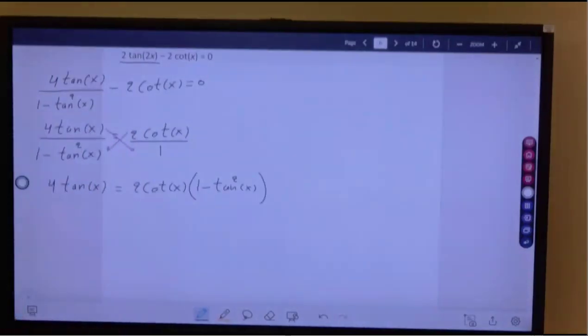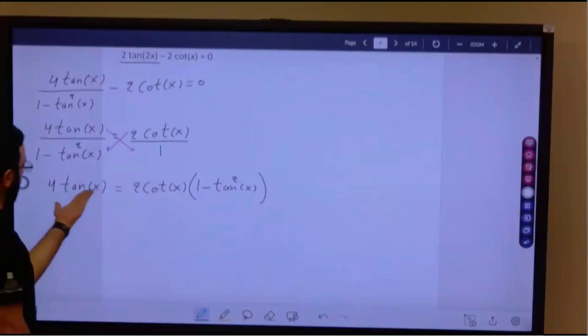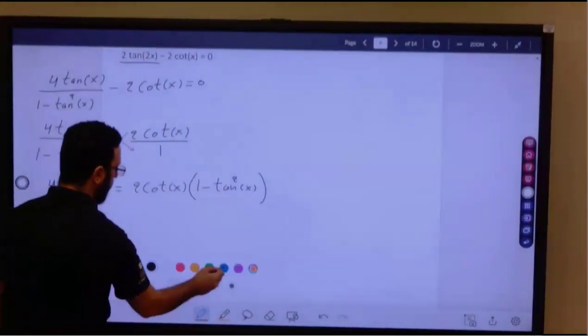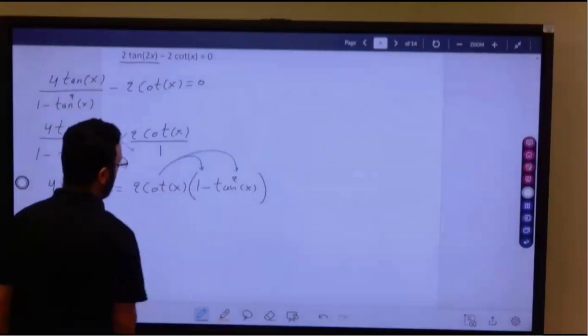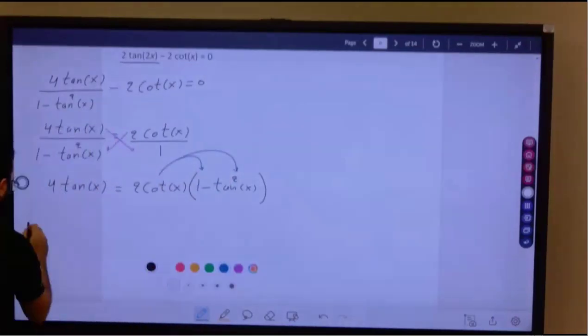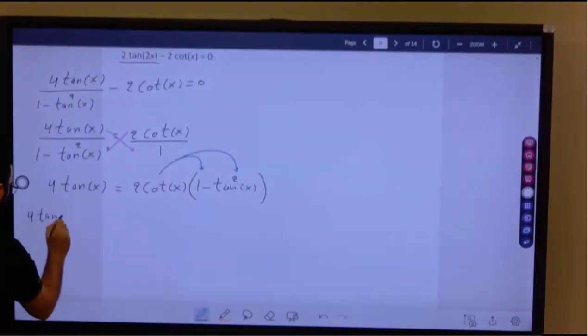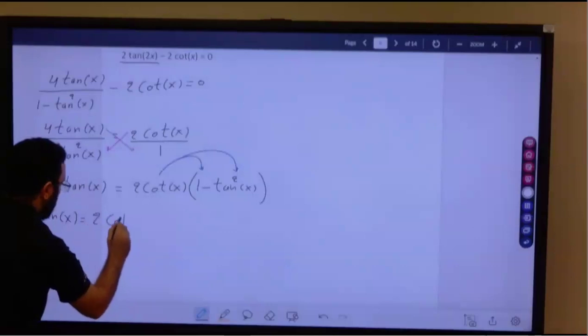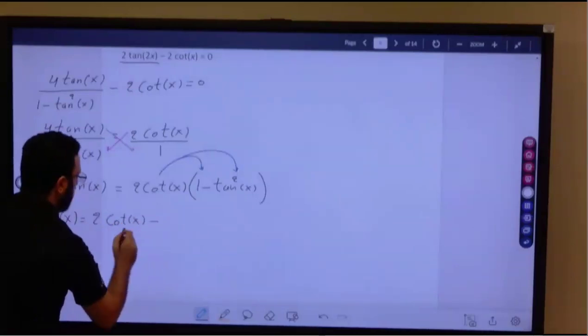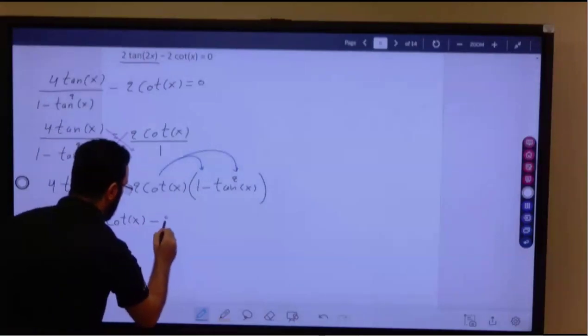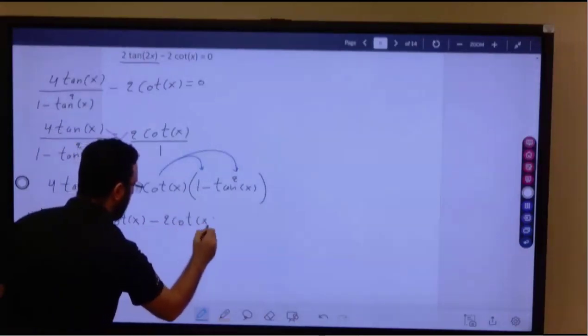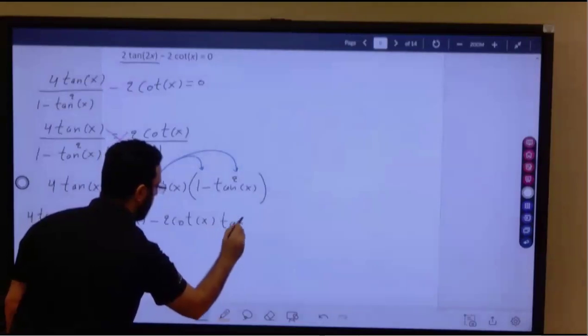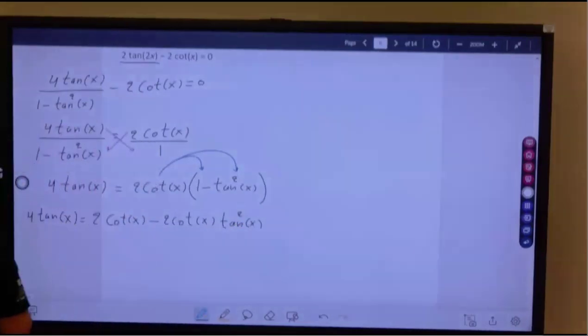See what we're going to do next step. Next step, I'm not going to do anything here. I'm going to just distribute this side here. That means 4 tangent x equal 2 cotangent x times 1 is going to be 2 cotangent x minus 2 cotangent times tangent squared x is going to be 2 cotangent x tangent squared x. That's good for us. Now, next step.